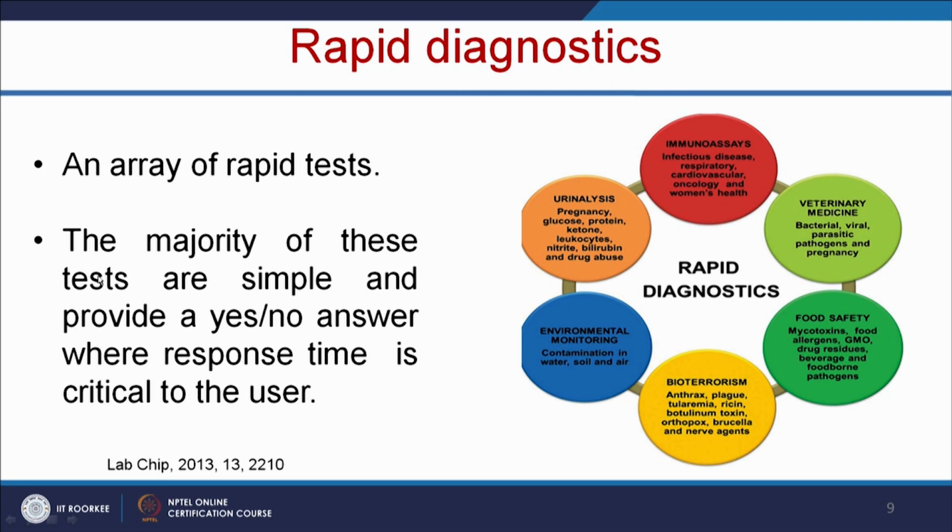The majority of these tests are simple and provide a yes or no answer, where response time is critical to the user. For example, in case of food safety, if you want to know whether your food is contaminated with mycotoxins, you add a drop of food sample to the paper based diagnostic kit, and it will tell you the presence or absence of mycotoxins. In case of conventional technique, you have to take the sample to the lab and wait for a few hours, but with a paper diagnostic kit, you can get the result within a few seconds.